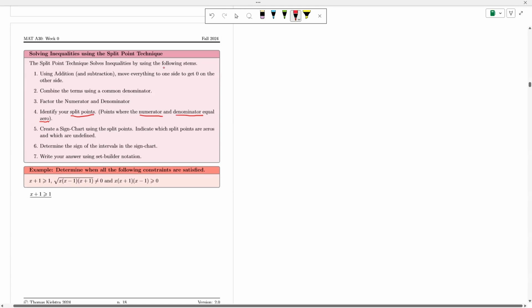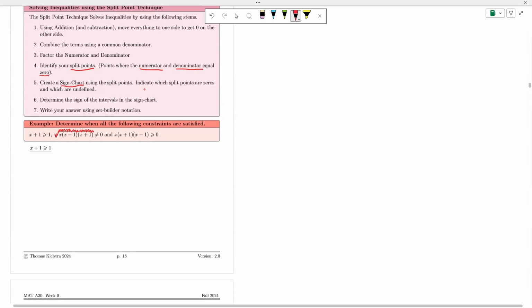Then what we're going to do is create a sign chart using the split points and indicate which split points are zeros and which points are undefined. Then we're going to determine the sign of intervals of our sign chart. And we're going to write using set builder notation. Okay? And I'm going to get rid of this square root. So it's simply this expression here does not equal zero.